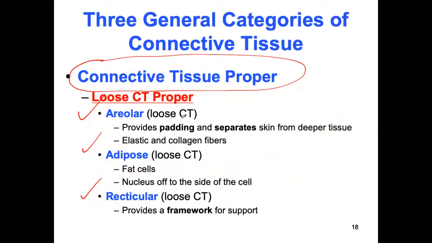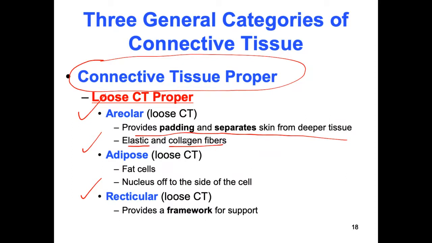Now the areolar, which is loose connective tissue, it really provides padding, and it's going to separate your skin from the deeper tissues, right? If you were to pinch the skin on your forearm, notice that when you pinch your forearm, the skin kind of pulls away and the muscle slips away underneath it. So the areolar is this padding that separates the skin from the deeper part. And there's a lot of elastic fibers and collagen fibers in there.